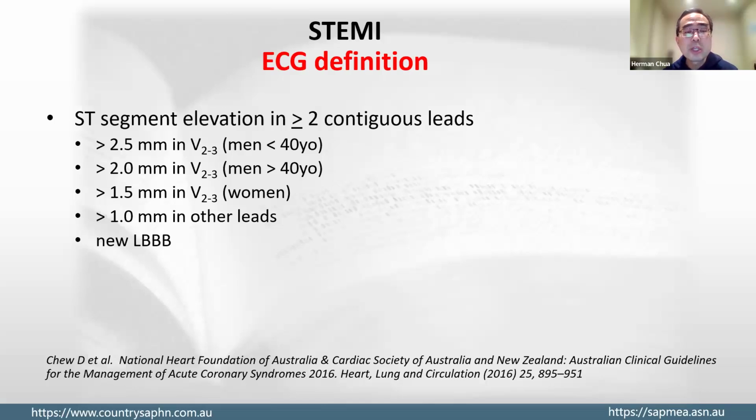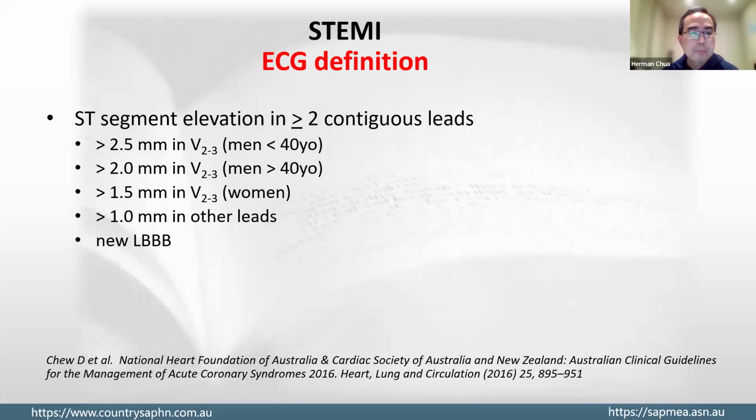The reason for V2 and V3 is that in normal individuals, it's normal to have a little bit of ST elevation in those leads. In fact, men below the age of 40 can have up to 2.5 millimeter elevation in those leads. So that's why they say 1 millimeter elevation in all leads except V2 and V3, where you need a little bit more. And then there's this concept about a new left bundle branch block.